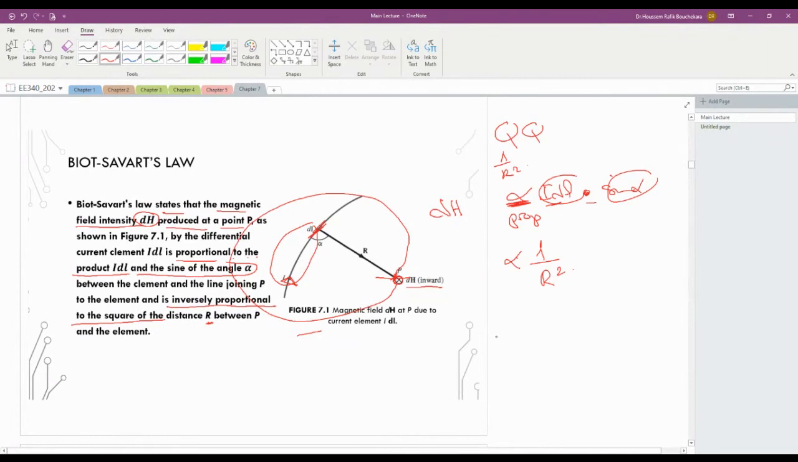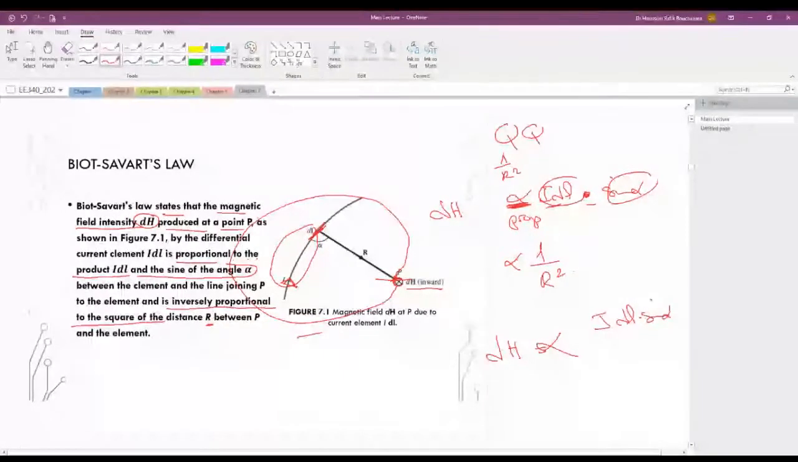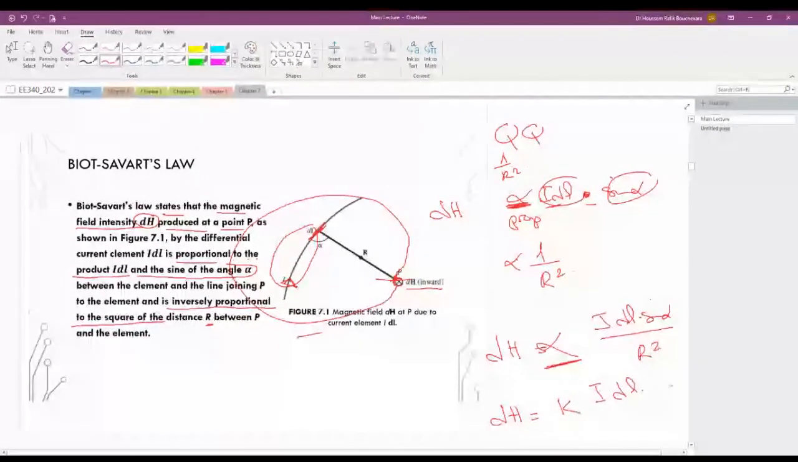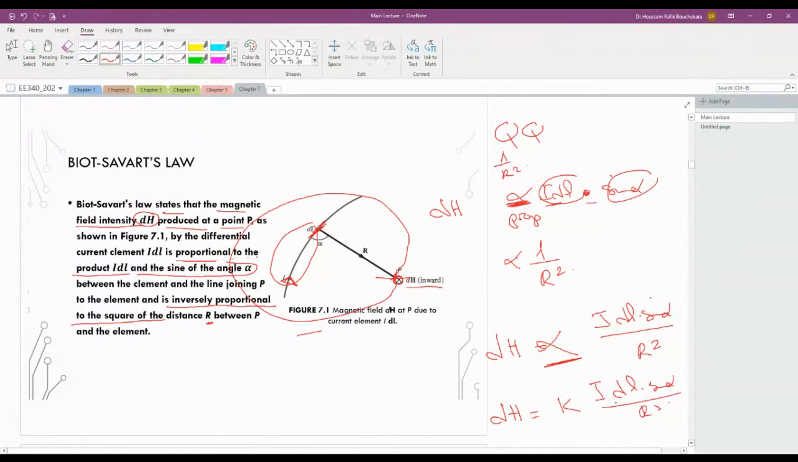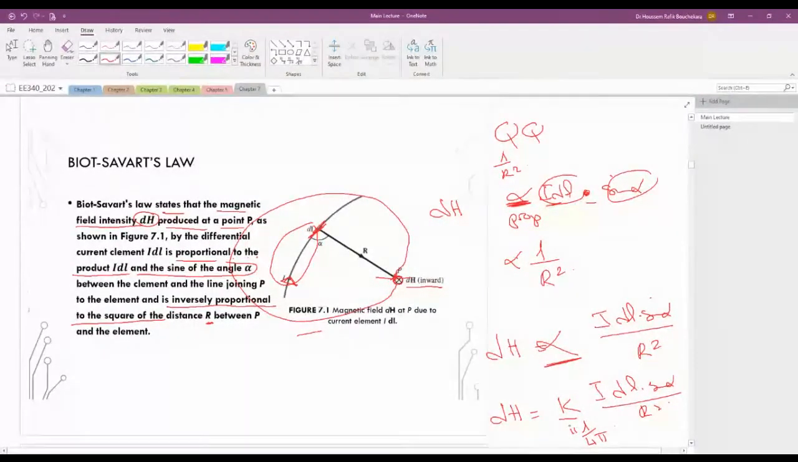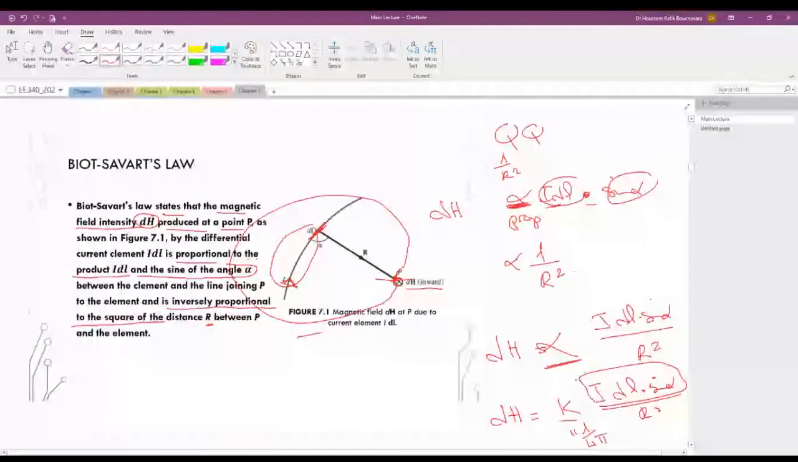Clear? So I can write dH as something proportional to IDL sin alpha over r square. If we say proportional, then to calculate dH I replace this proportionality by a constant, right? The K in this case is equal to 1 over 4 pi, okay? 1 over 4 pi. Pay attention, guys, after this IDL sin alpha, okay, what can I get from it?